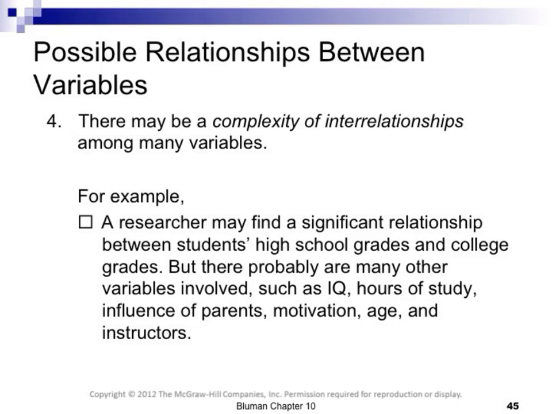A complexity of interrelationships: talking about a relationship between students' high school grades and college grades. But there are a lot of other factors in that: IQ, how much they study, influence of parents, motivation, age, instructors, dedication, work ethic. There are just a lot of things that go into making good grades that are not strictly what they make in high school being an indicator of what they're going to make in college.